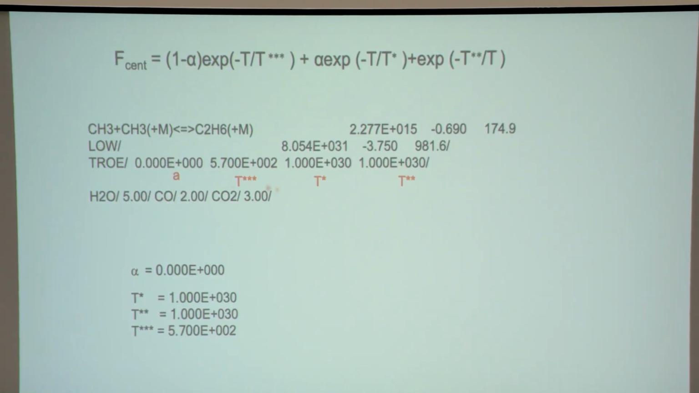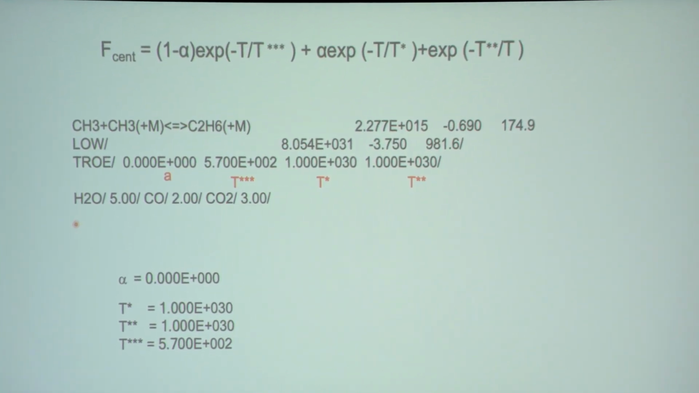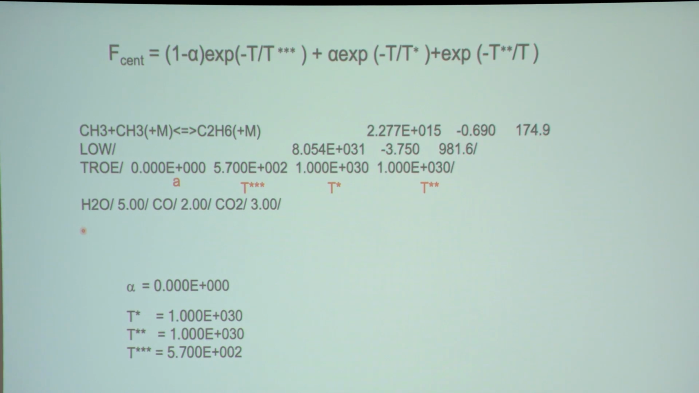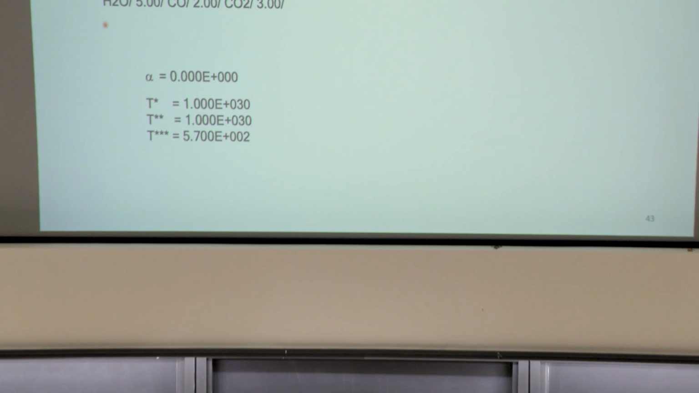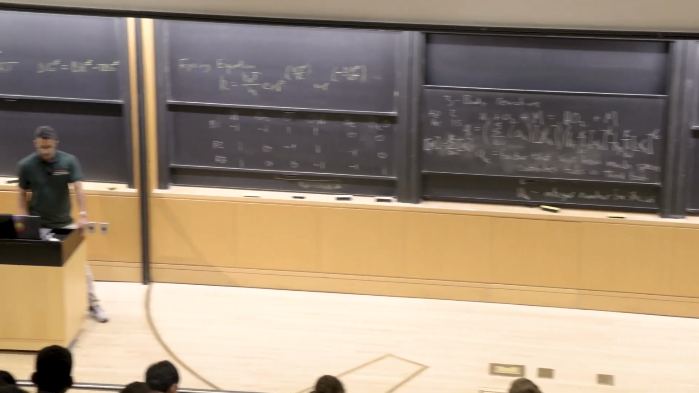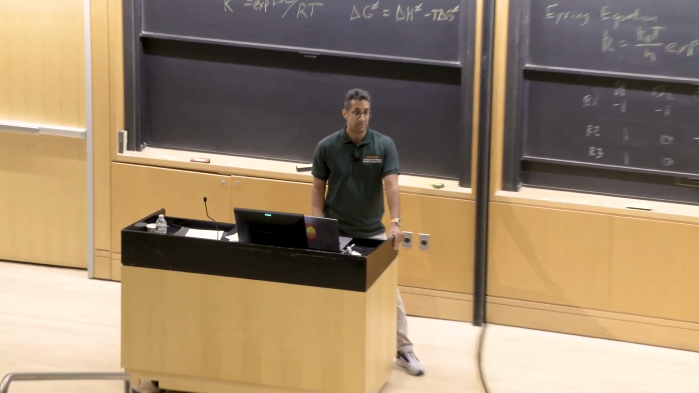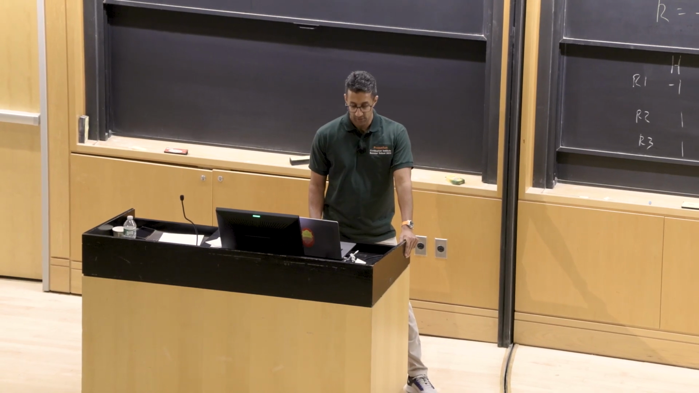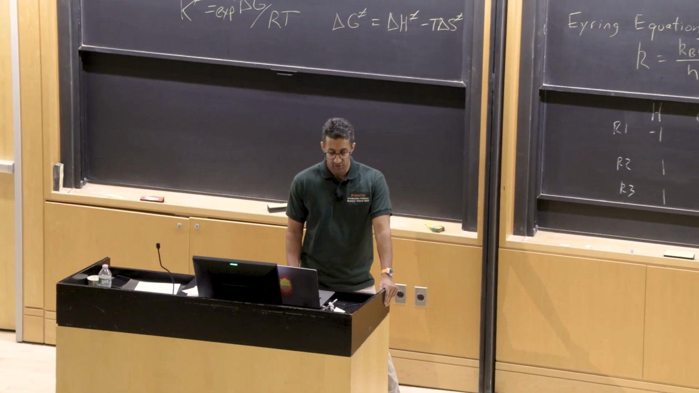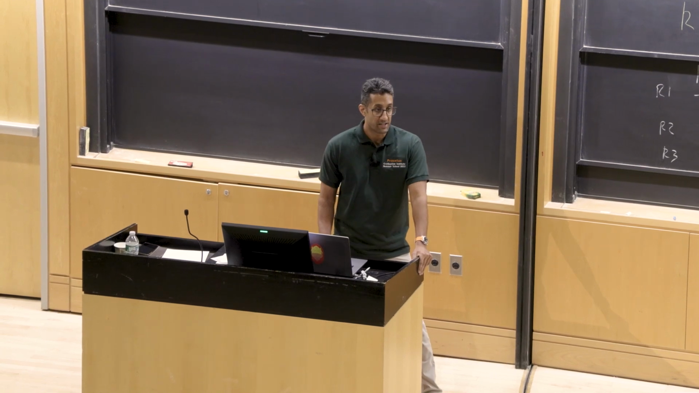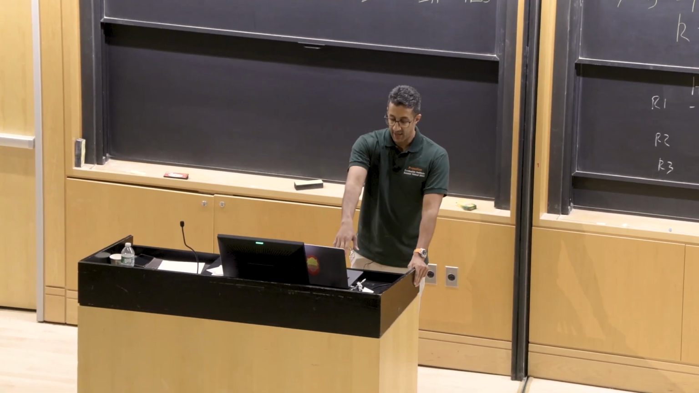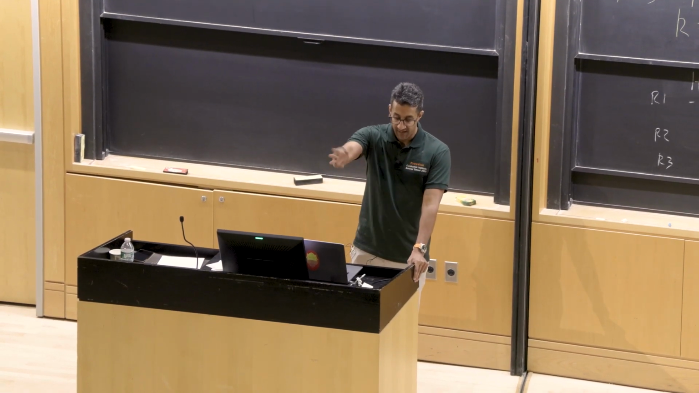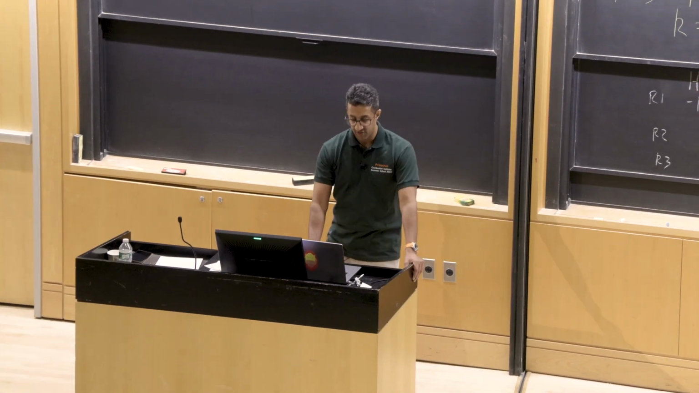You see here at the bottom, they've also denoted those so-called activities, the factor that says how much a species contributes as a third body. So in this reaction, they say water contributes 5 times as much, CO 2 times as much, CO2 3 times as much. And if there's nothing there, it means everything else is 1. But anytime you have these three species, they modify the progress of the reaction accordingly.